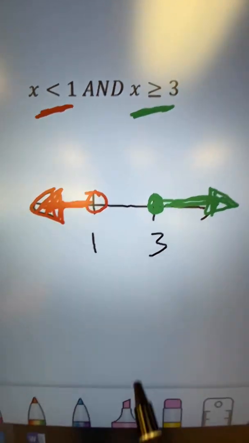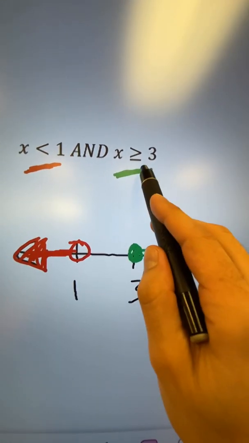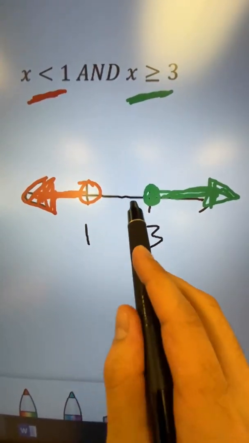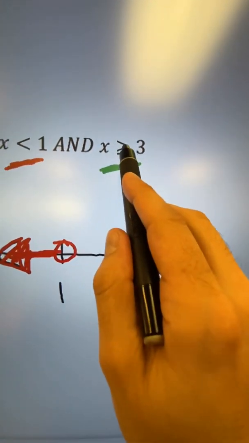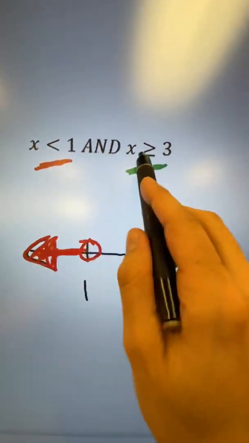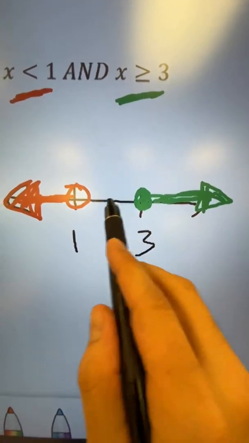It's not possible. If I pick a number less than 1, like 0, it will be true for this one, but it'll be false for that one, right? 0 is less than 1, but it's not bigger than 3. If I pick any numbers between here, like 2, 2 is less than 1 is not true, and it is not true for this one either. So 2 is less than 1 is false. 2 is greater than 3 is false as well. So that would not be true for either case, which is why it's empty.